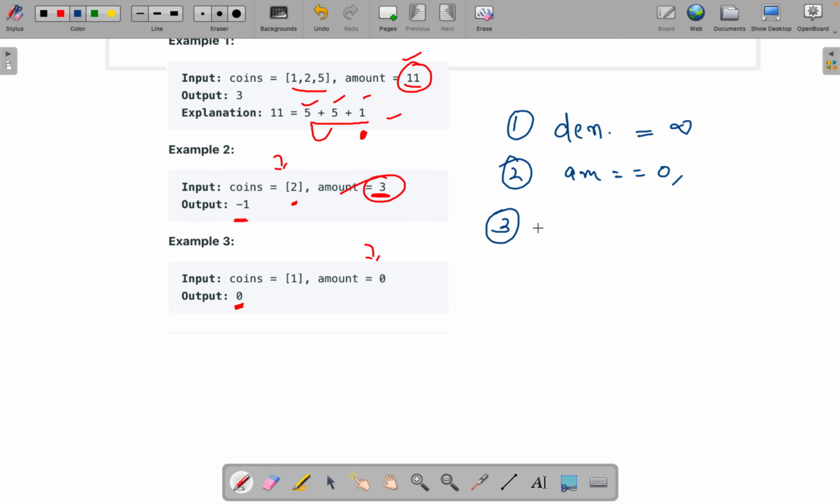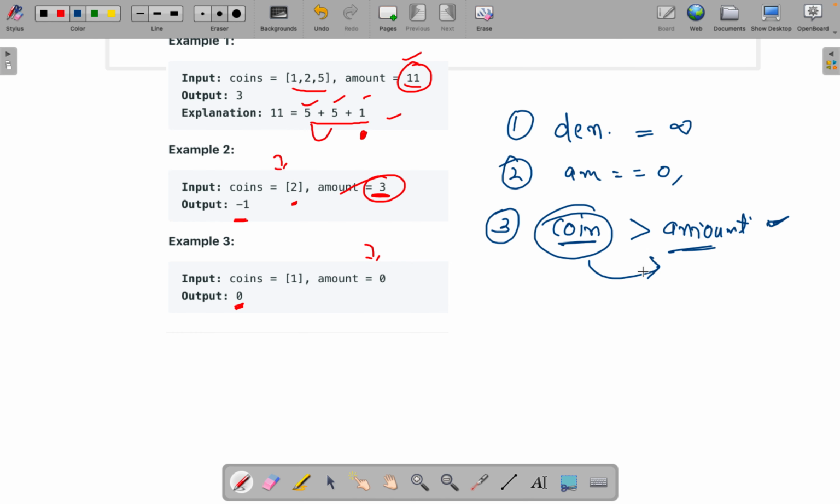The third is, suppose there are coins, and if the coin value is greater than the amount, in that case we are not able to consider that coin to get that amount, because that coin is not able to give that amount.